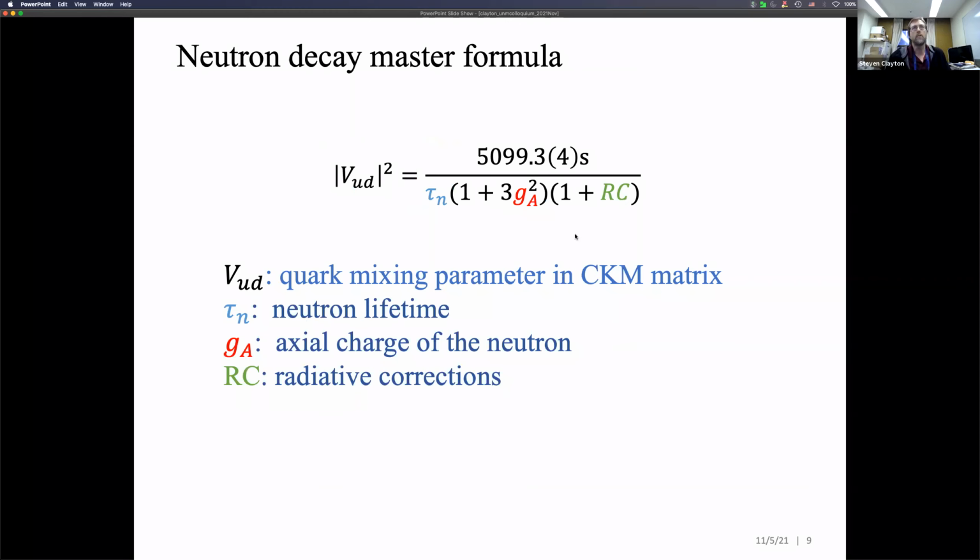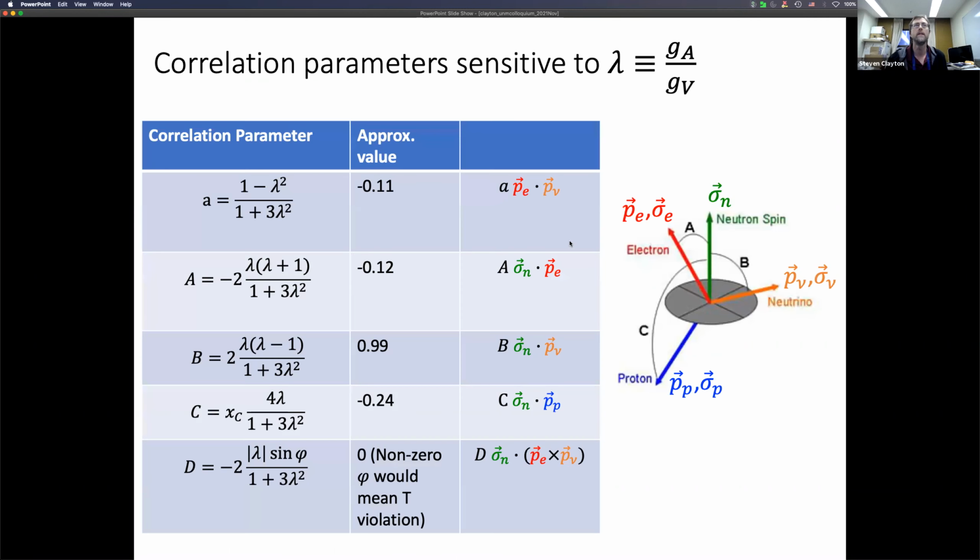Okay, so with that, you can form this relationship between this VUD, just kind of turning it around, so putting the rate, 1 over the lifetime, on the right here. And you get this VUD squared equals this number, which has everything folded in, the phase space, all that sort of thing. And then tau, which we can measure, GA, which we can measure, and this RC, which is about 4%, which can be calculated by theory using the standard model. And we just call this the master formula, and I'll refer back to this a few times here.